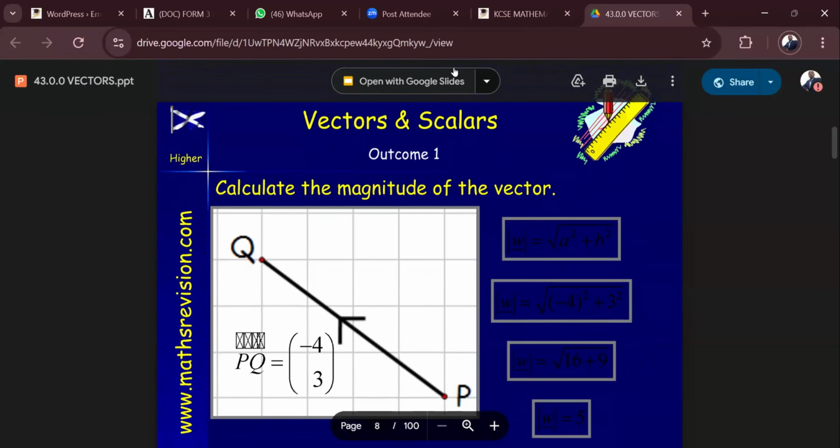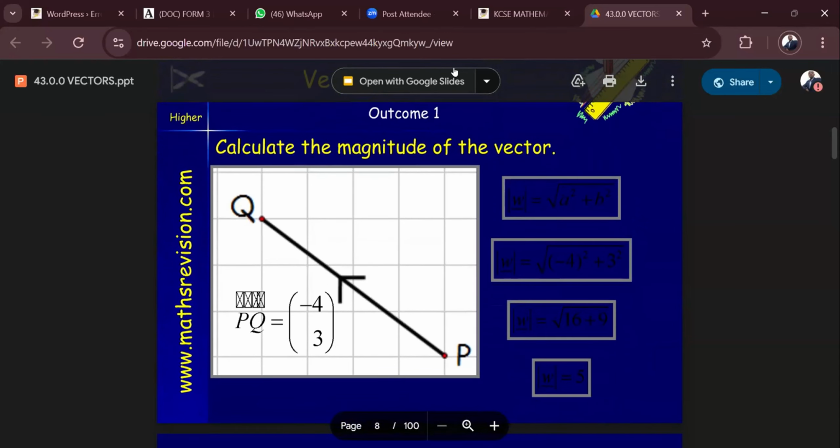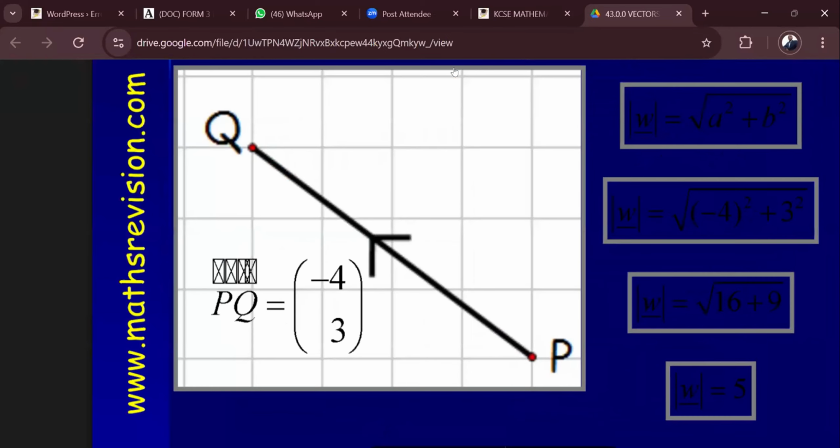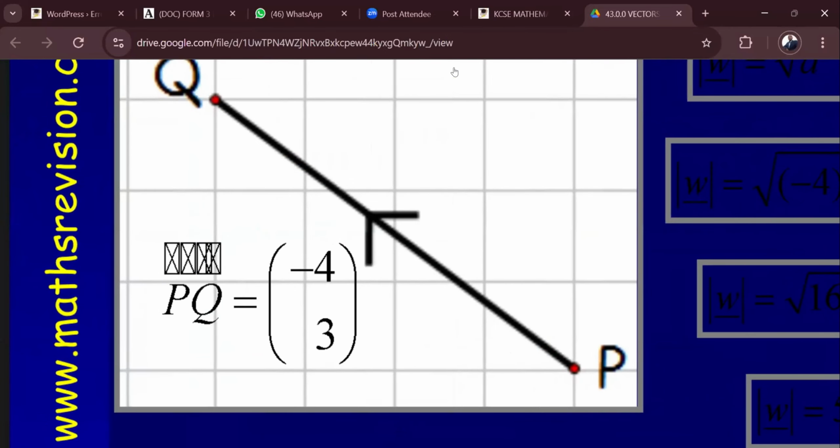Calculate the magnitude of the vector, this one. How do you get this? Calculate that magnitude and give me the answer. You can raise up your hand to give me the answer. Find the magnitude of this vector PQ, which is negative 4, 3.